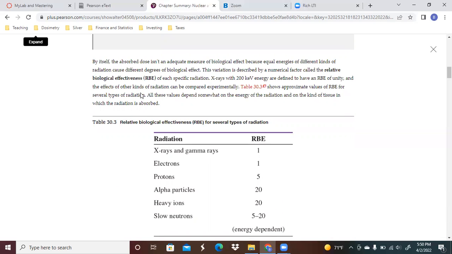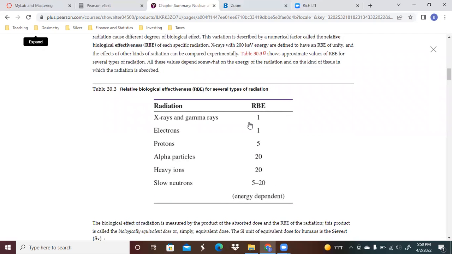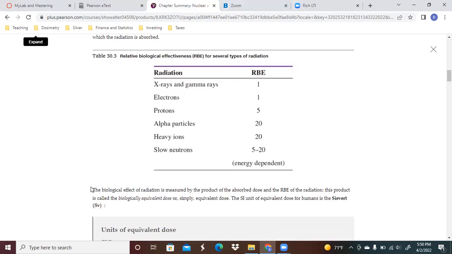The relative biological effectiveness, or RBE, tries to take certain things into consideration. The absorbed dose isn't an adequate measure of biological effect because equal energies of different kinds of radiation cause different degrees of biological effect. So X-rays with 200 keV are defined to have an RBE of unity, or 1, and the effects of other kinds of radiation can be compared experimentally. In other words, they're trying to get at what kind of biological damage can be done by these different types of particles.